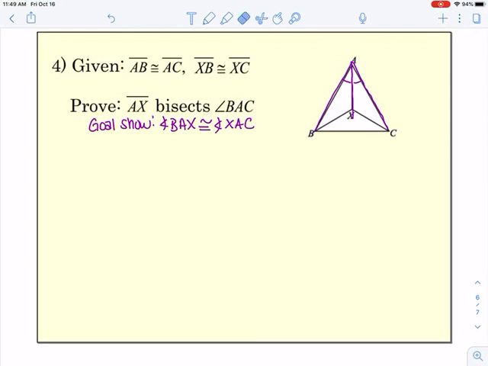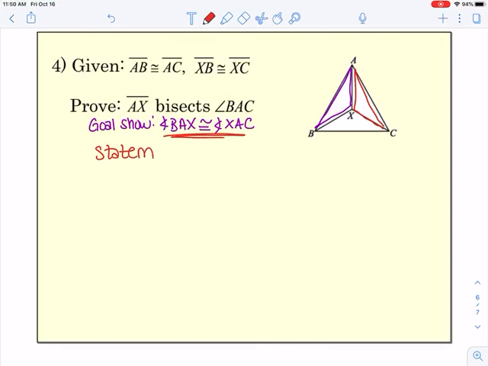So again, let me get rid of what I just drew on there. That was to help me figure out what I need to prove here. Angle BAX is part of this purple triangle here, and XAC is part of this triangle here. So if I can prove those two triangles congruent, then I'll be able to use CPCTC to prove my goal angles congruent, and then I'll be able to say that AX bisects BAC.